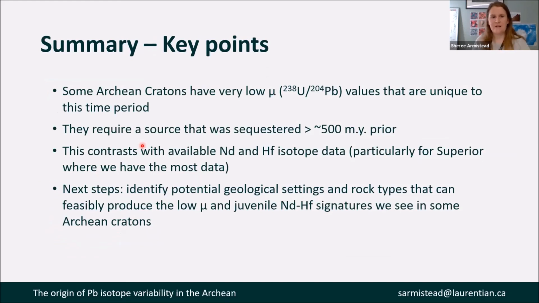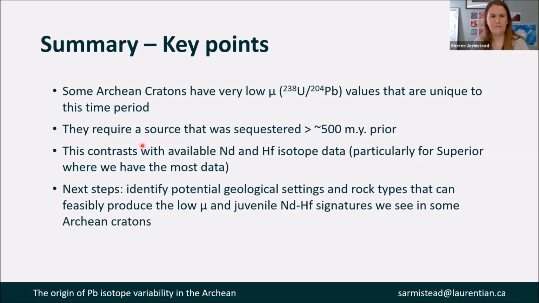So to summarise, the work we've done has really shown that some Archean cratons have really low mu values, and these are really unique to this time period. We don't see low mu values in time periods much after this. These really require a source that was sequestered at least 500 million years prior to their formation. However, this really contrasts with the available neodymium and hafnium isotope data, especially for Superior, where we have quite a bit of data to be able to look into this. Our next steps are to try and identify potential geological settings and rock types that are feasible to produce these signatures that we see in some Archean cratons.